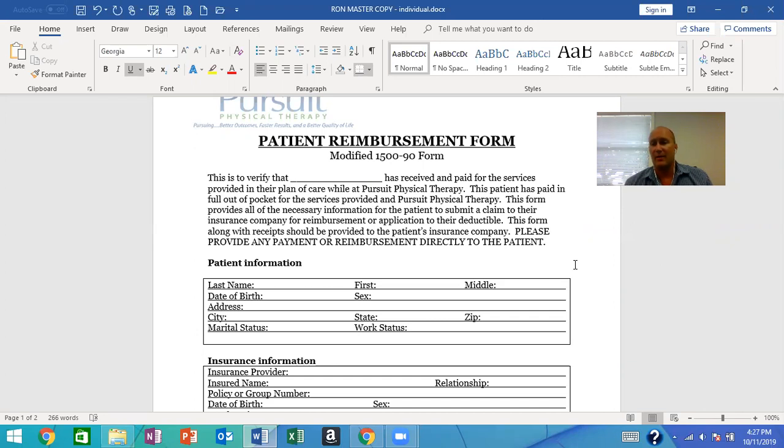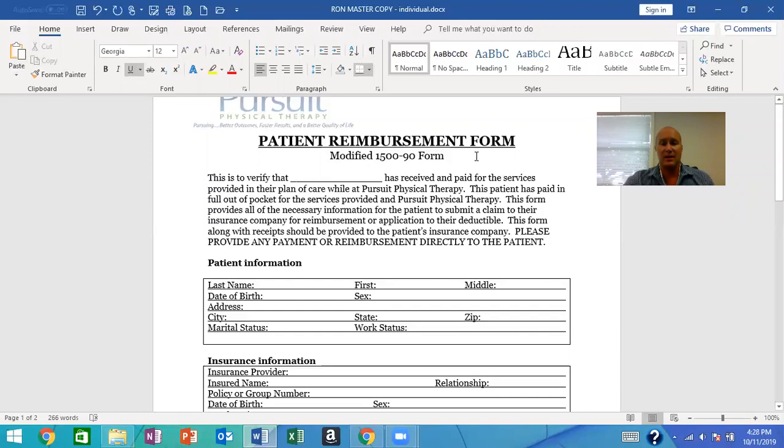And I have my opening statement, which is this. This is to verify that the patient has received and paid for the services provided in their plan of care while at Pursuit Physical Therapy. This patient has paid in full out of pocket for the services provided at Pursuit Physical Therapy. This form provides all the necessary information for the patient to submit a claim to their insurance company for reimbursement or application to their deductible. This form, along with receipts, should be provided to the patient's insurance company. Please provide any payment or reimbursement directly to the patient.